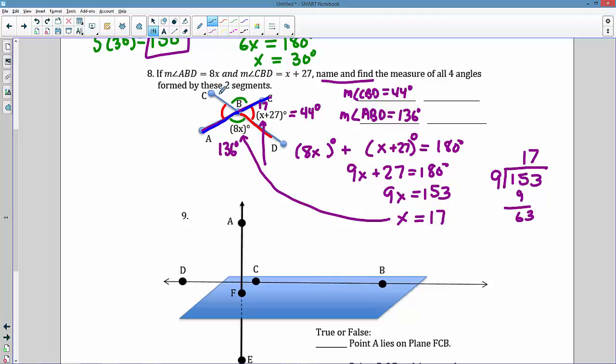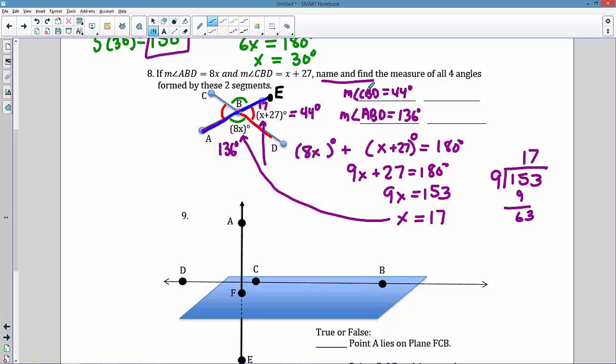So very easy. The top angle here, angle CB. Actually, it looks like there's two C's there, so sorry about that. Yeah, this should have been, let's see, A, B, C, D, E. Let's call this one E. That's a typo.